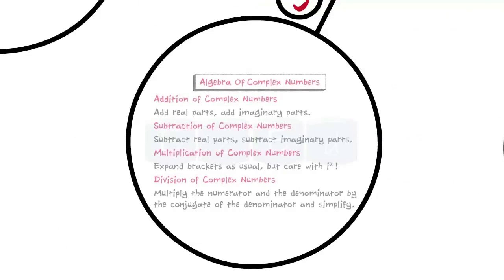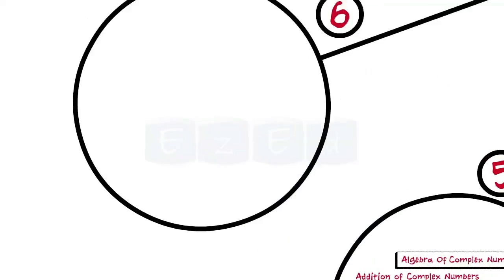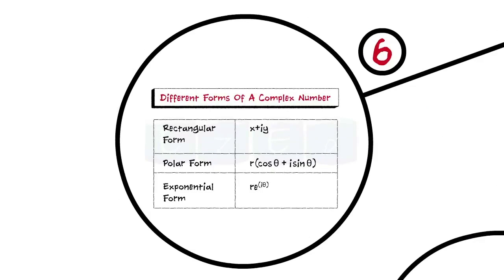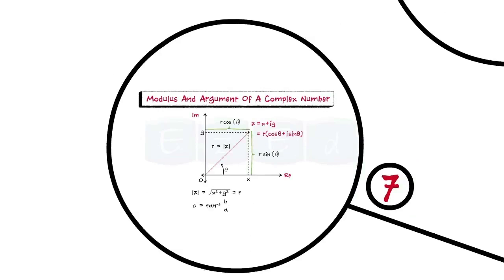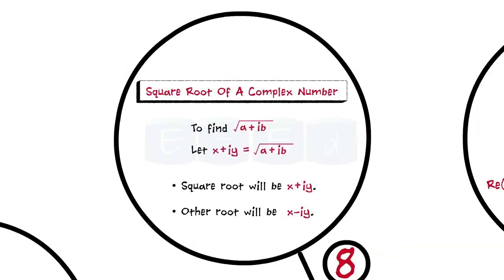Then came the algebra of complex numbers that included addition, subtraction, multiplication, and division of complex numbers. Then we saw the different forms of a complex number: rectangular, polar, and exponential. Next, we defined the modulus and argument of a complex number. Then, we saw the steps for finding the square root of a complex number.